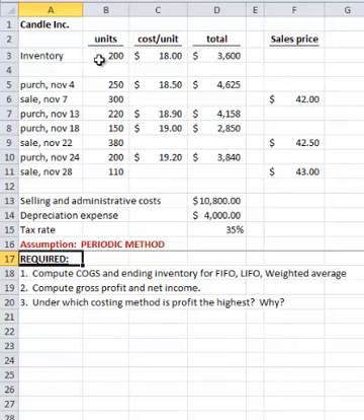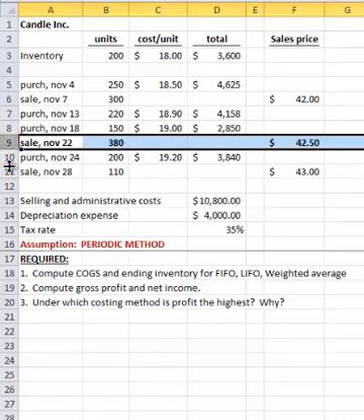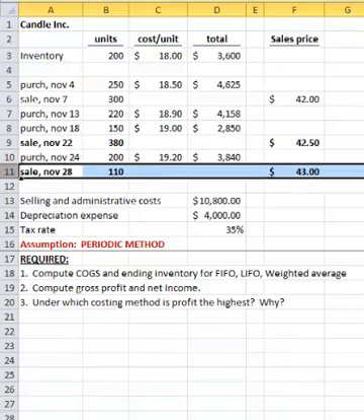They started with beginning inventory of 200 that cost them $18 apiece, and they had a purchase and then a sale. I'll bold the sales for you. Then two more purchases and then a sale, and another purchase and then a sale.